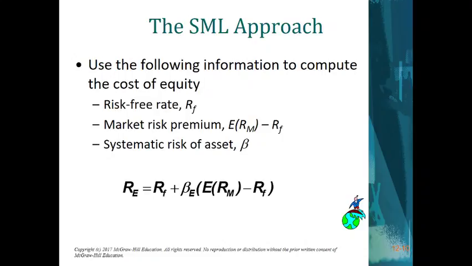Now, the SML approach takes the risk-free rate and the market risk premium and something called the beta to figure out the required return. Now this beta, it grows as risk grows. And so it goes anywhere from, I guess, 0 to 2, I believe.